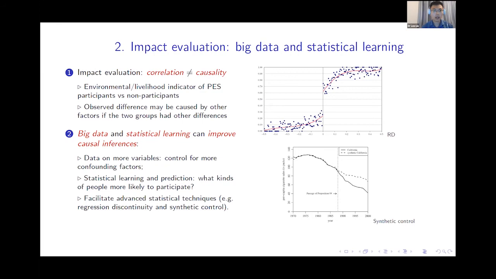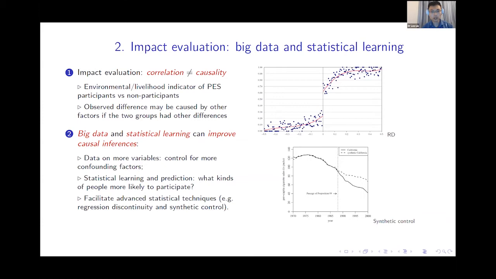However, here we are dealing with a different question about what impacts are caused by PES programs. We just mentioned that a fundamental difficulty in correctly identifying that impact is that we don't know what kinds of people are more likely to participate or what kinds of people are more likely to be affected by PES. So if we could use the machine learning approach to get a better prediction as to what kinds of people are more likely to participate, then we would be in a better position to control for potential confounding factors.